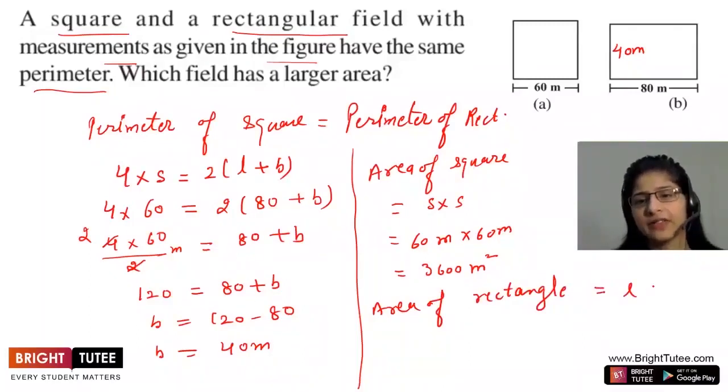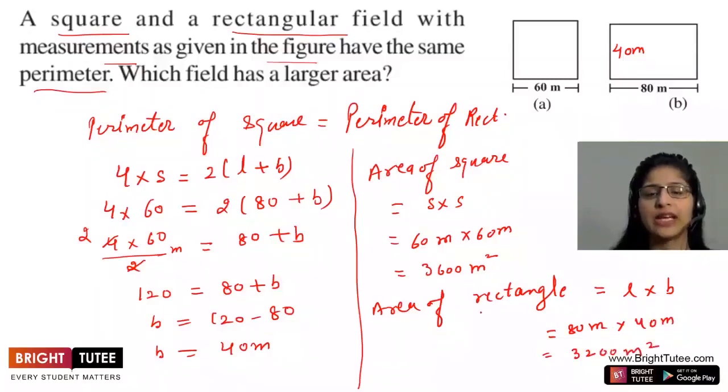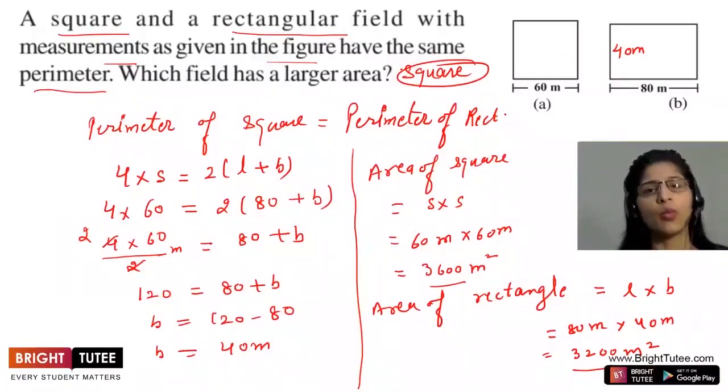What is area of rectangle formula? Length into breadth. Length is 80 meter, breadth is 40 meter. 8 fours are 32. 3200 square meter. So which area is more? 3600 or 3200? 3600. So which field has a greater area? The answer is square.